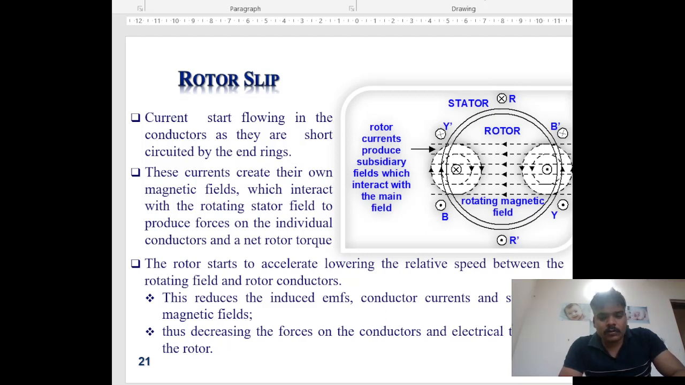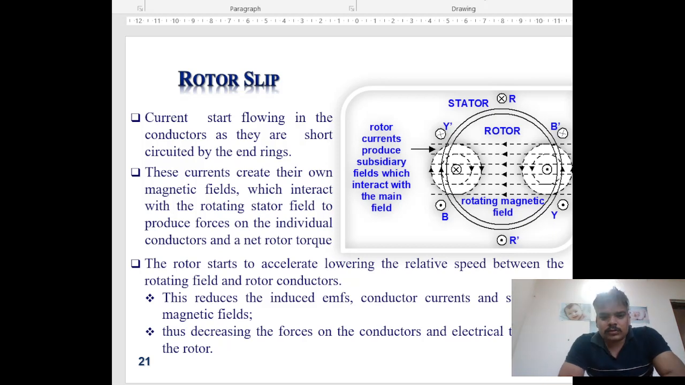The rotor conductors are short-circuited by the end rings, and conductors of aluminum or copper bar are provided in the slots. These currents create their own magnetic field, which interacts with the rotating stator field to produce forces on the individual conductors and a net rotor torque.